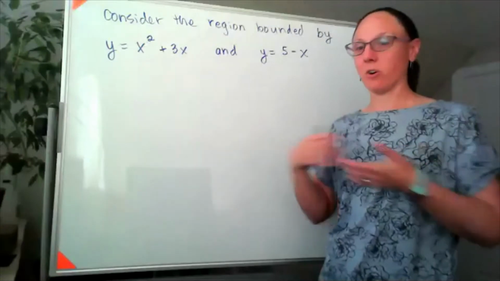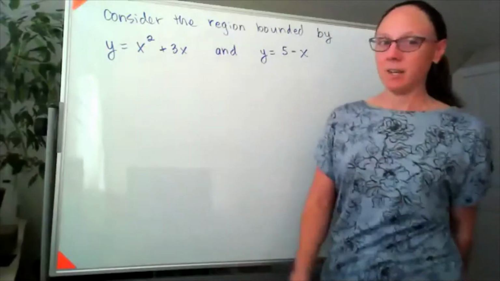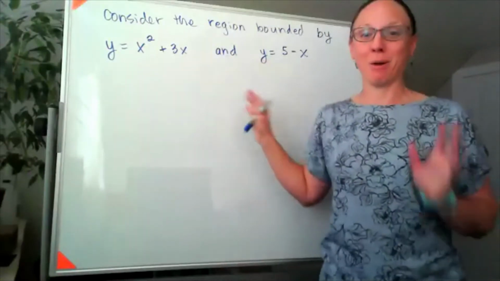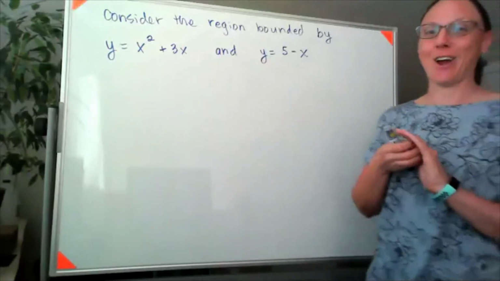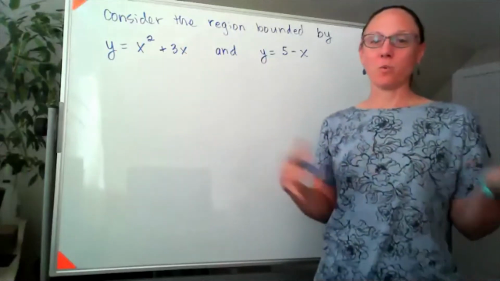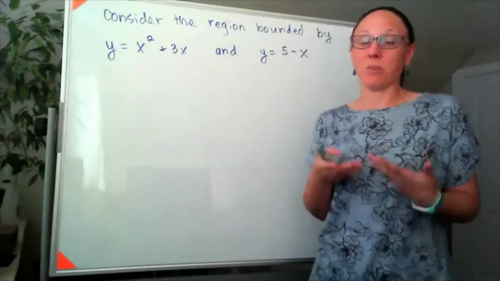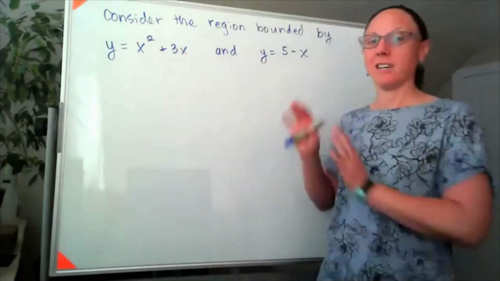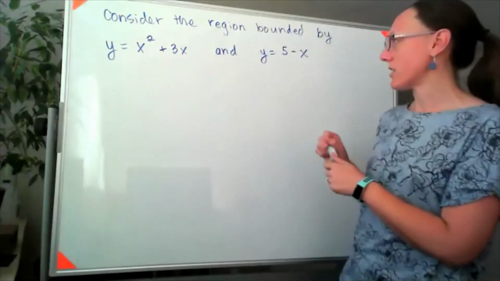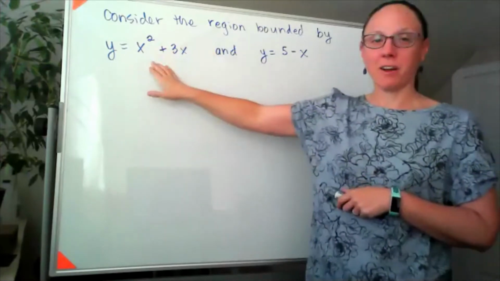Rotate that region around a whole bunch of different things. But first, let's just think about what that region looks like. We can do this with a picture or without a picture, but when I'm doing volume, for me, it really helps to have a picture.